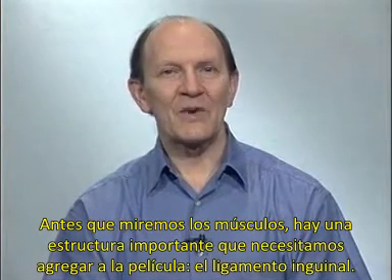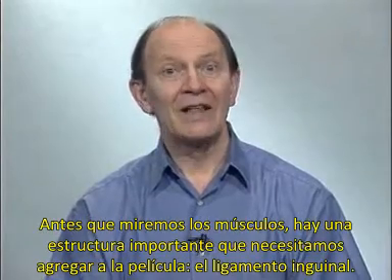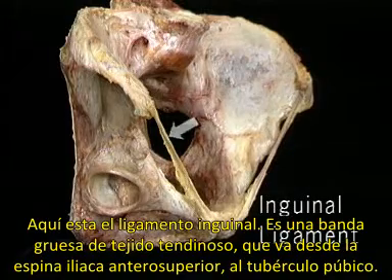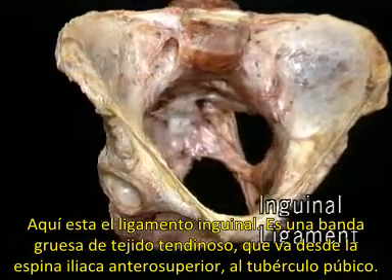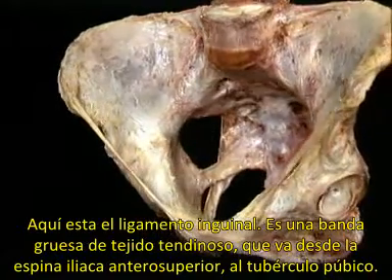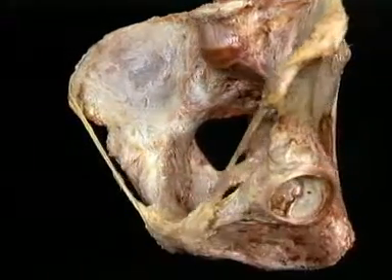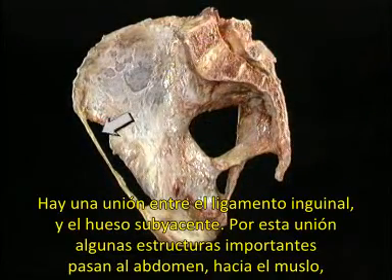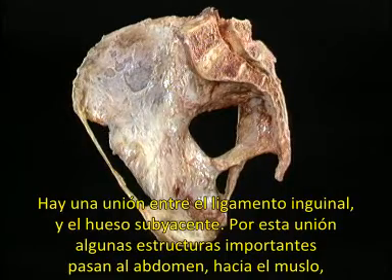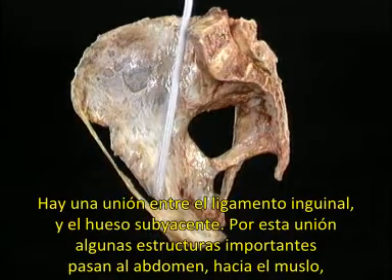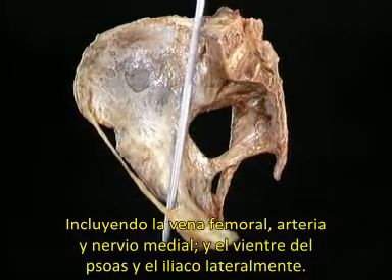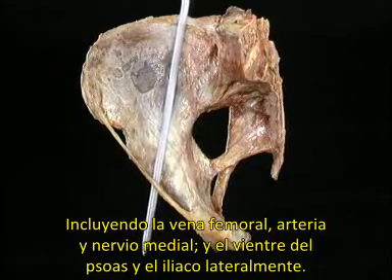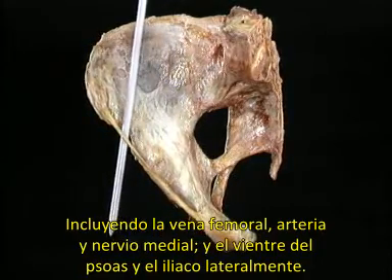Before we look at the muscles, there's one important structure that we need to add to the picture, the inguinal ligament. Here's the inguinal ligament. It's a strong band of tendinous tissue that goes from the anterior superior iliac spine to the pubic tubercle. There's a gap between the inguinal ligament and the underlying bone. Through this gap, some important structures pass from the abdomen to the thigh, including the femoral vein, artery, and nerve medially, and the belly of the psoas and iliacus muscles laterally.